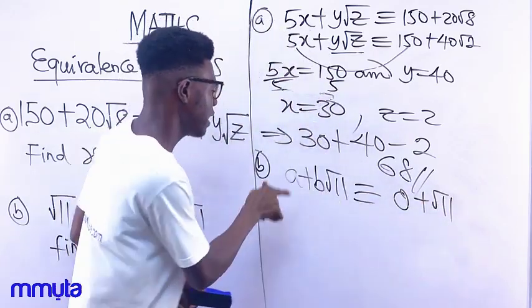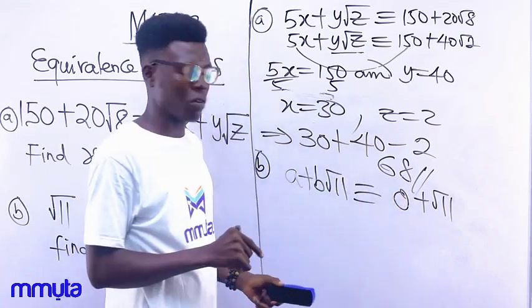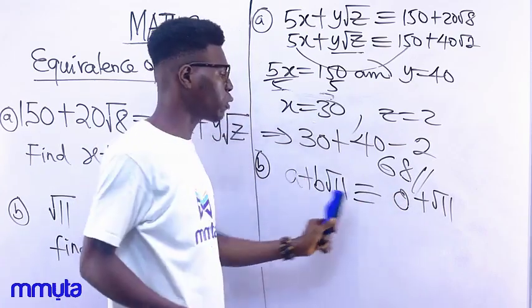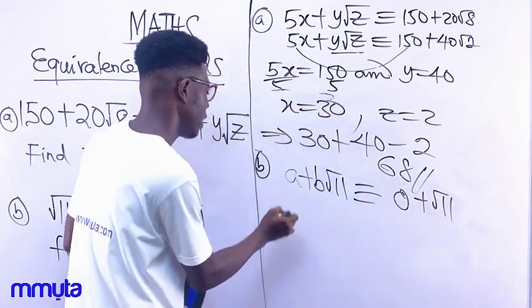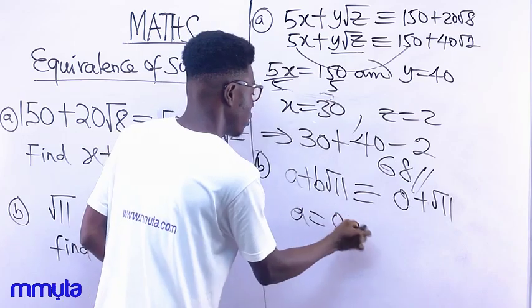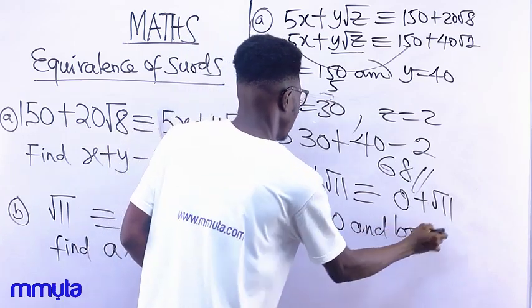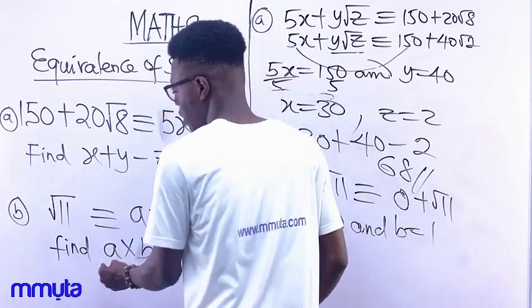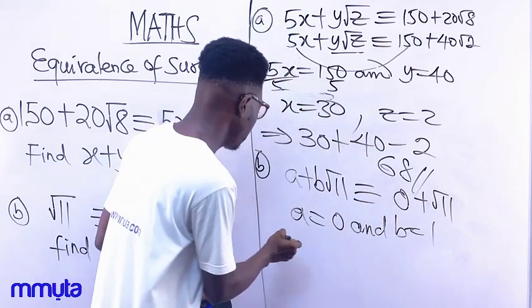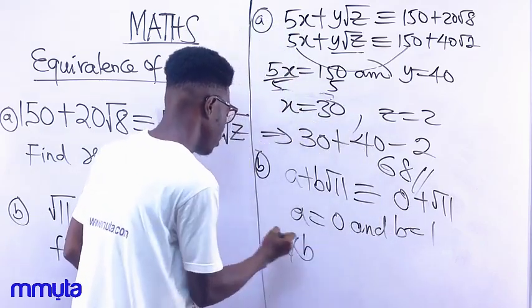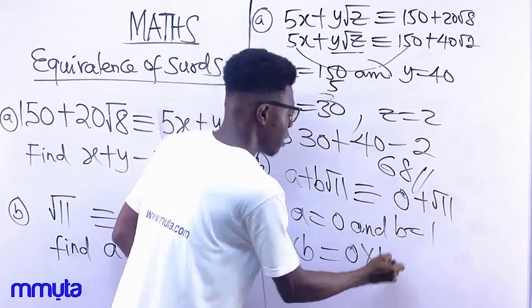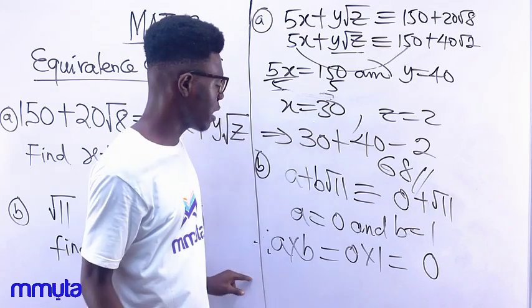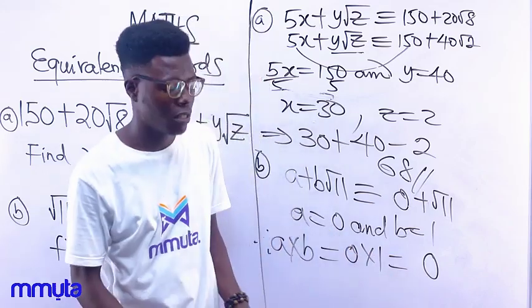To make it complete, that means that a is equal to 0. b, of course, is the number in front of root 11, and we know that 1 is in front of root 11. That means a is equal to 0 and b is equal to 1. So we are told to evaluate a times b. We are simply doing a times b. You say therefore a times b is the same as 0 times 1, which is 0. So our answer to the second question is 0.